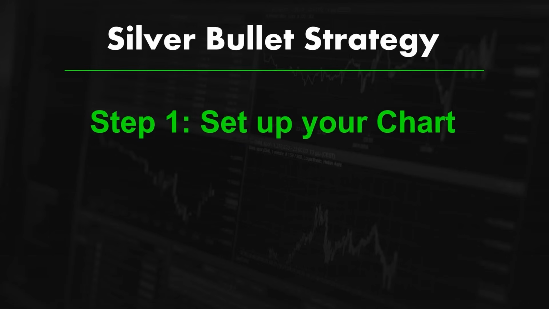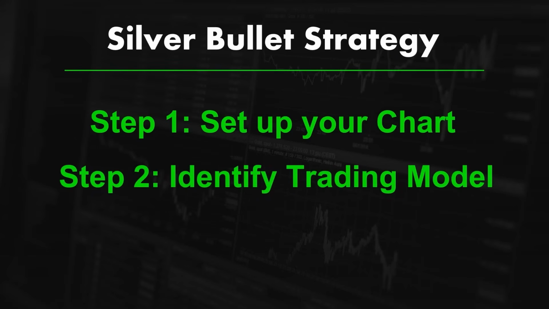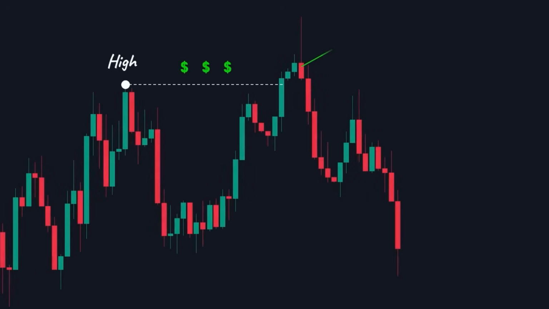So basically, the first step in the Silver Bullet strategy is to set up a chart and define the trading hours. The next step is to identify a specific trading model on the chart. In this trading model, the price first breaks above the day's high and sweeps the liquidity. This means that the market has targeted the liquidity above the most important structure of the day, which is the highest price traded during the Asian and London sessions.